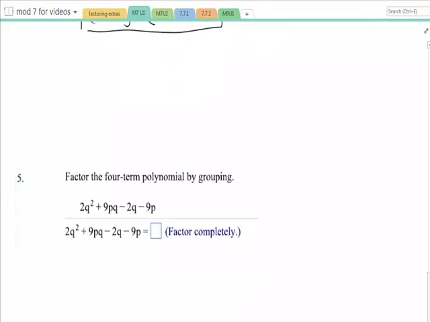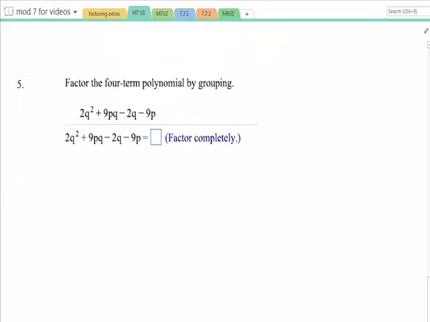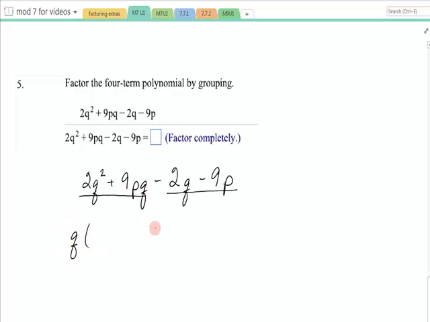All right, let's see what happens in this last one. I have 2q squared plus 9pq minus 2q minus 9p. There is not a common number. There's a q in 3 of them, but not all of them. There's a p in 2, but not all of them. So no common factor to all. So I will group them because there are 4. In the first group, what's in common? Not a number. Looks like a q. So I will factor out a q.